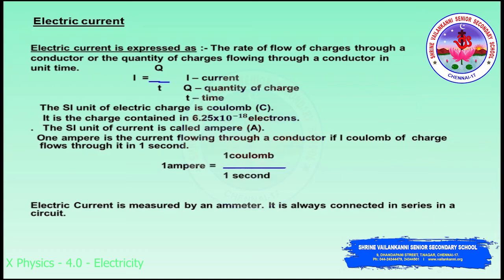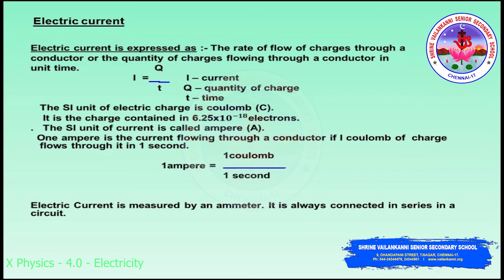Right, conventional current. So, electric current, for the mathematical expression we can say, is the rate of flow of charge through a conductor, or the quantity of charge flowing through a conductor in unit time. So I is equal to Q by t. I is current, Q is the quantity of charge, and t is the time period.